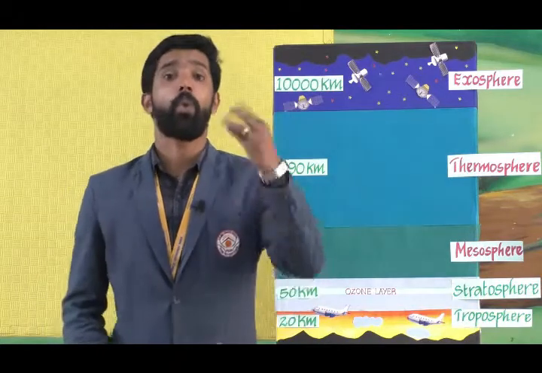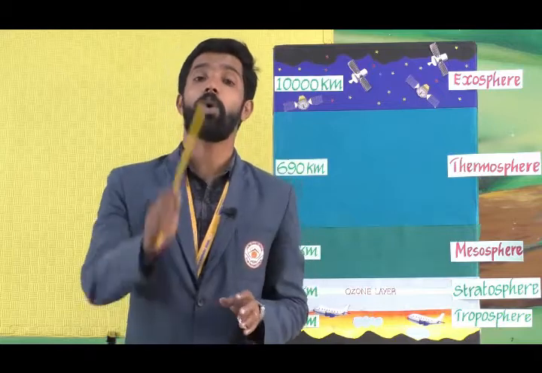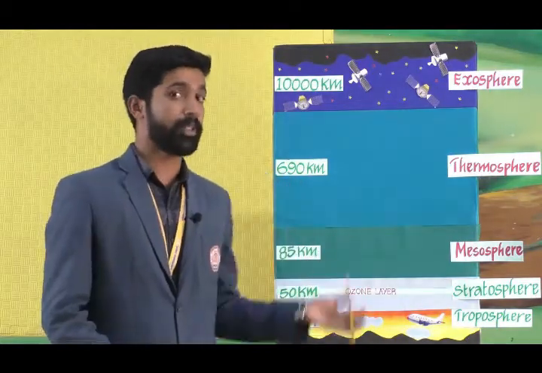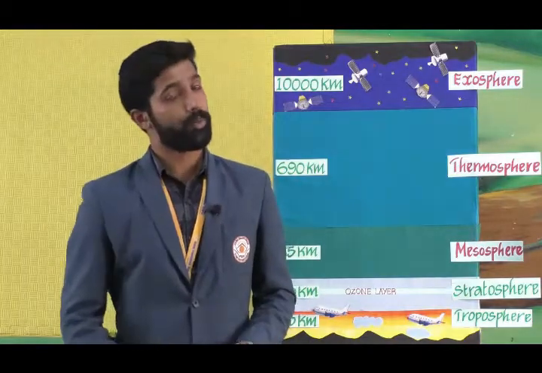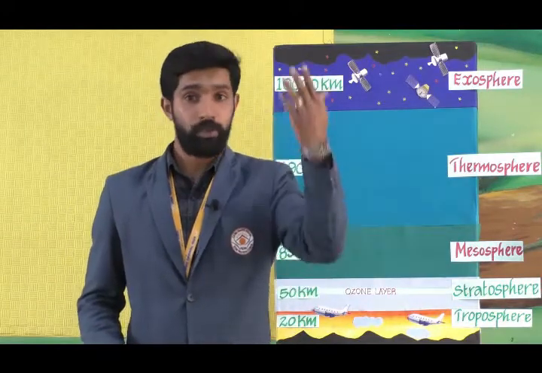Very important. Troposphere is the densest part of the atmosphere, and dust particles, water vapor and other impurities are found only in this layer. All weather phenomena such as clouds, fog, rainfall, snowfall, storms and lightning occur here.